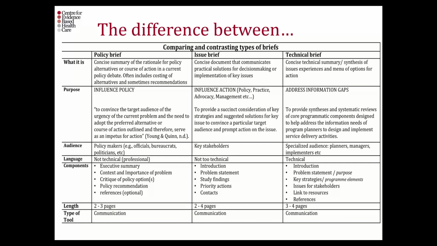In terms of length, for policy briefs you can have the full policy brief with every detail that you can have, in a 1 to 35 page format. The issue brief, in contrast, is usually 2 to 4 pages. It's very short, and the design I'll show you is about 2 pages long. The content of an issue brief really focuses on priority actions rather than policy recommendations, and it's also embedded in research and study findings.